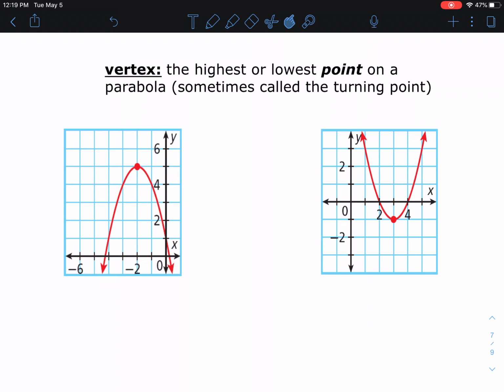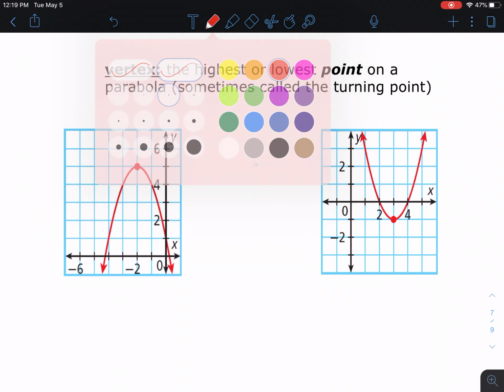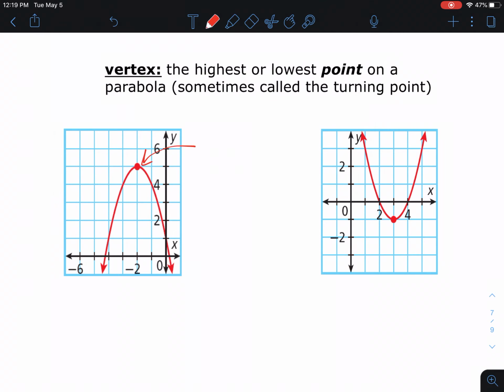All right, so we said the vertex is maybe the most important point. The vertex is really your highest point or your lowest point on the parabola, on the graph. So this is also called the turning point. So on this graph, we see here that is the vertex right there, okay? That would be the highest point. Over here on this one, this is the vertex as well. That's the lowest point.